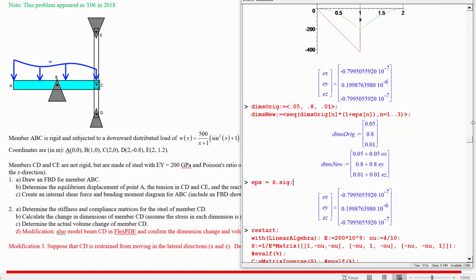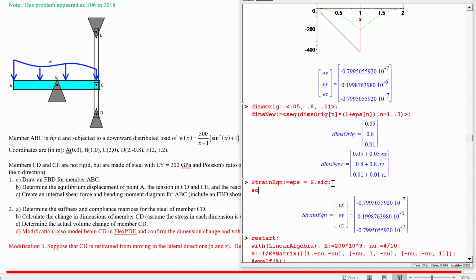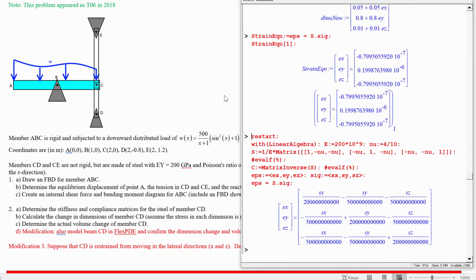So we've got this, and we want to assign the left side terms equal to the right side terms. In general, we might want to actually solve each part of this. So let's make this the strain equation, and then we can solve that. We want to extract each of these as a list. First of all, let's check this out. Strain equation 1 will not work because the whole equation cannot be subscripted.